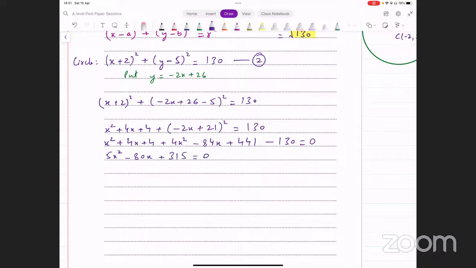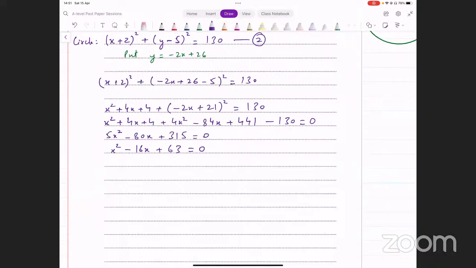We can simplify this. 5 से divide कर दें, and that would give us x squared minus 16x plus 63 equals 0. You can see if we can factorize this. 63, you can have 9 and 7. Yeah, so 9 and 7 work. So this gives you x squared minus 9x minus 7x plus 63 equals 0. And that gives you two factors. One factor is x minus 9 and the other factor is x minus 7. There are two values of x that you get from this, x equals 9 and x equals 7.